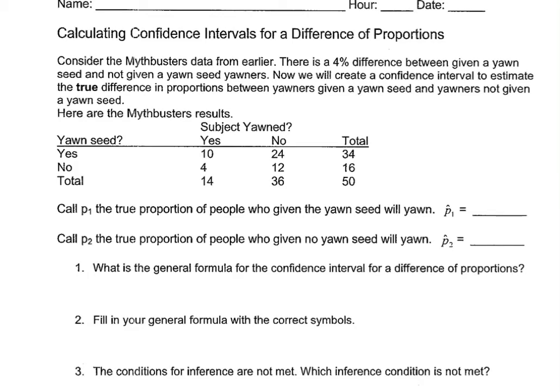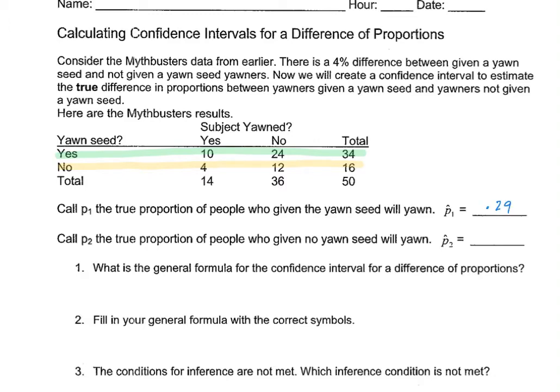In this video, we will be using the data from our last video to create a confidence interval for the difference of proportions. If you remember from the last video, we were given a yawn seed to some subjects and no yawn seed to some other subjects, and we recorded whether or not they yawned after some time sitting in a room. P1 was the proportion who were given the yawn seed, and 29% of them yawned after sitting in the room.